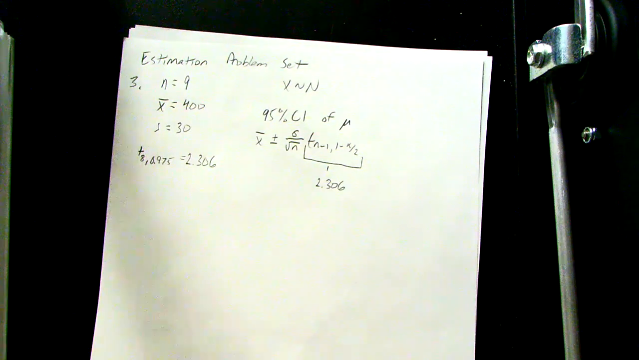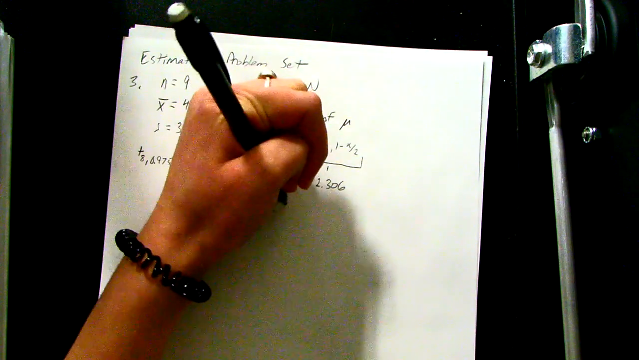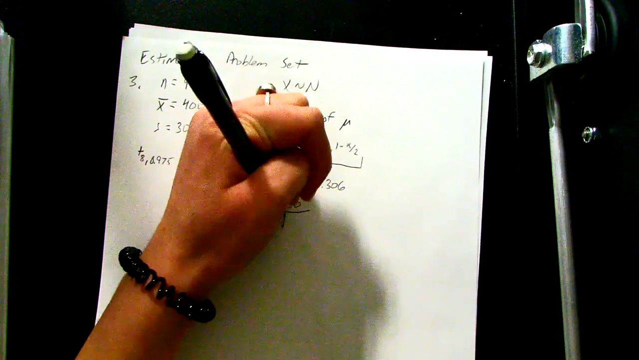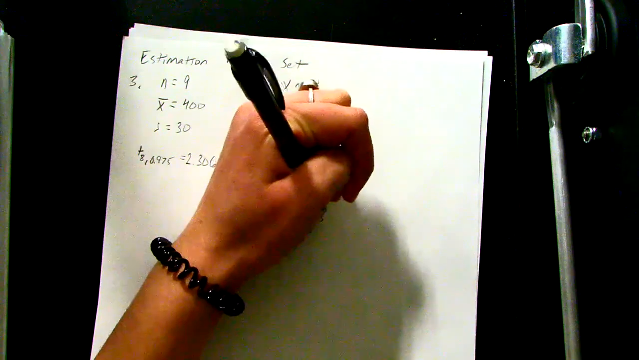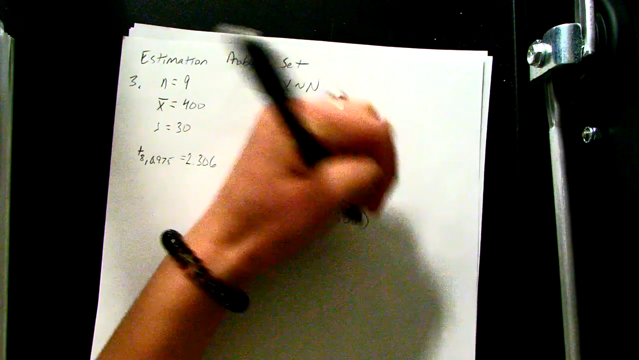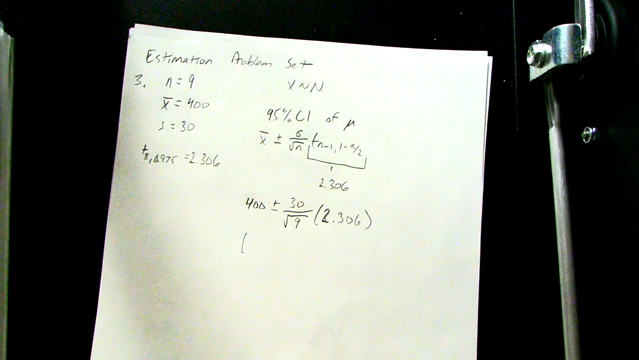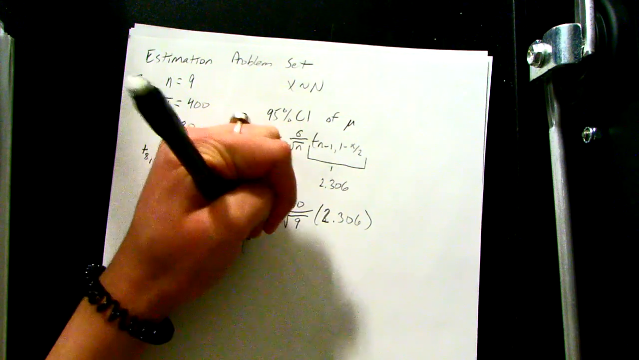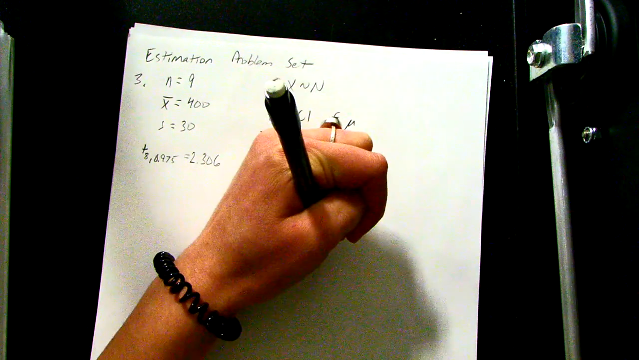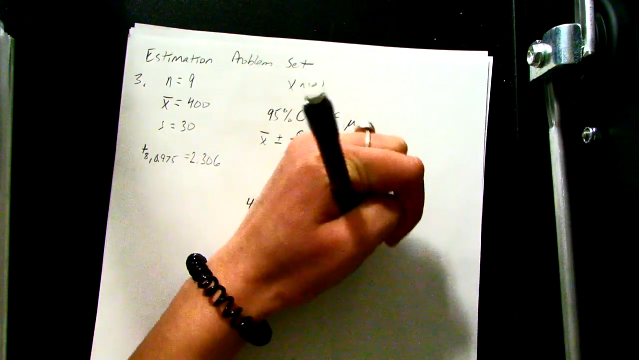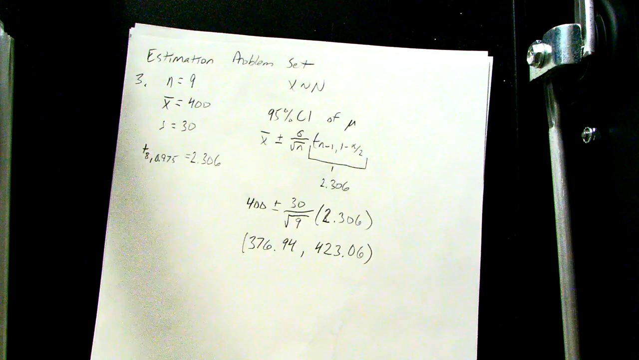So if we sub in our values now, 400 plus or minus our standard deviation divided by the square root of our n, times 2.306, that's going to give us our lower limit of 376.94 and our upper limit of 423.06. So that is our 95% confidence interval about the mean.